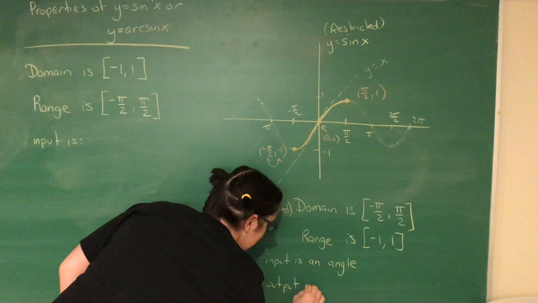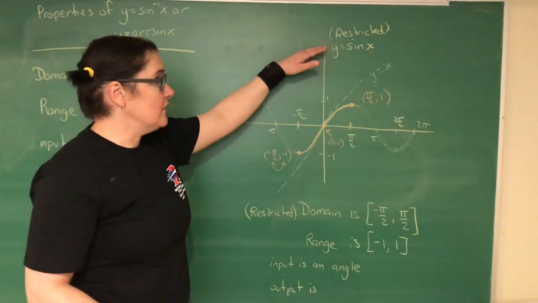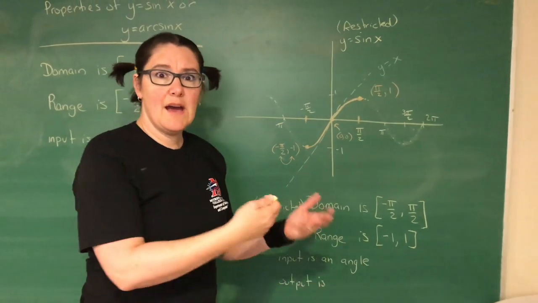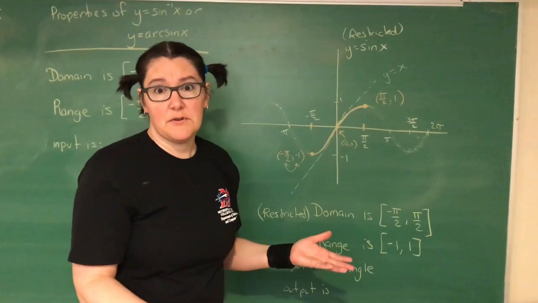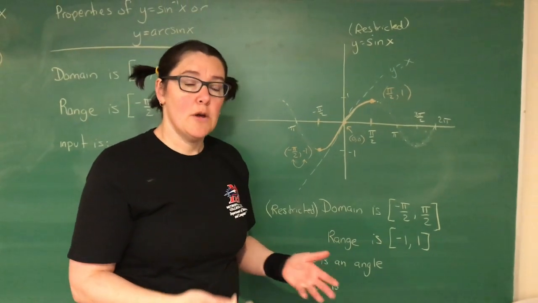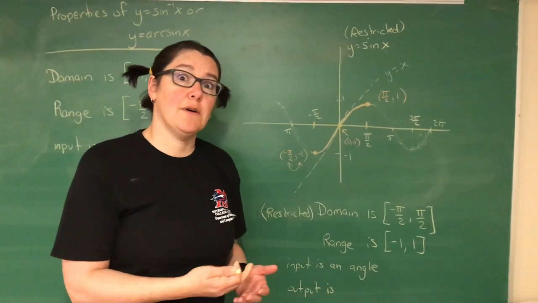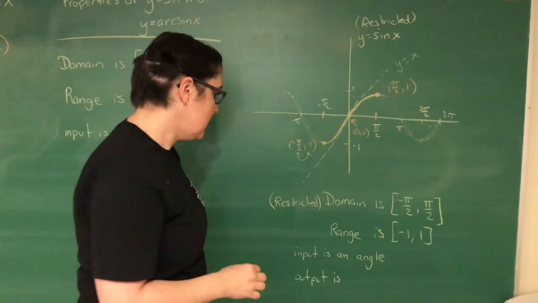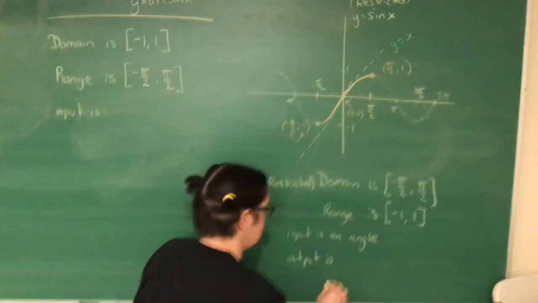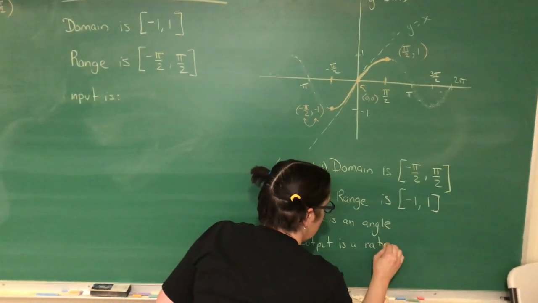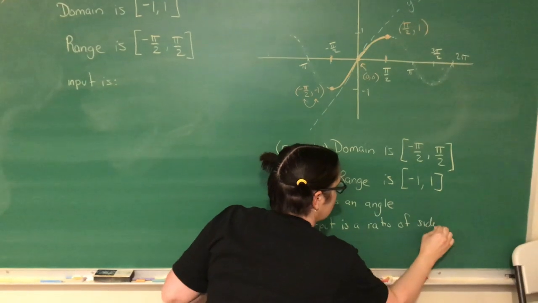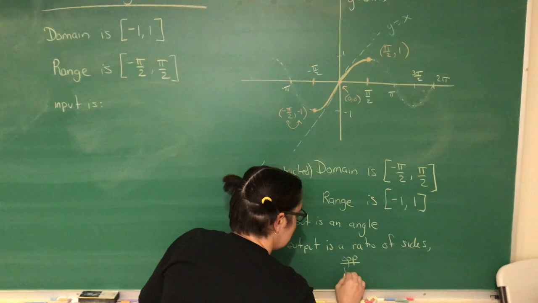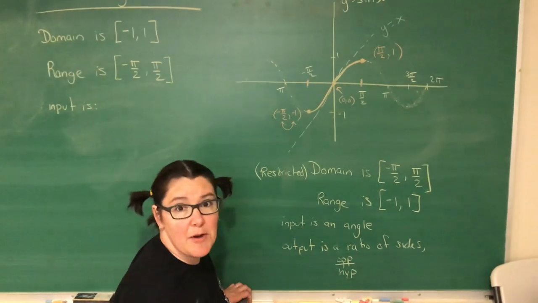and the output that we get for our sine function, when we input an angle like sine of 30 degrees, is 1/2. Well, that 1/2 is a ratio of sides of a triangle. In the case of the sine function, it's opposite over hypotenuse. So the output of the sine function is a ratio of sides, and in particular, the opposite side over the hypotenuse side.